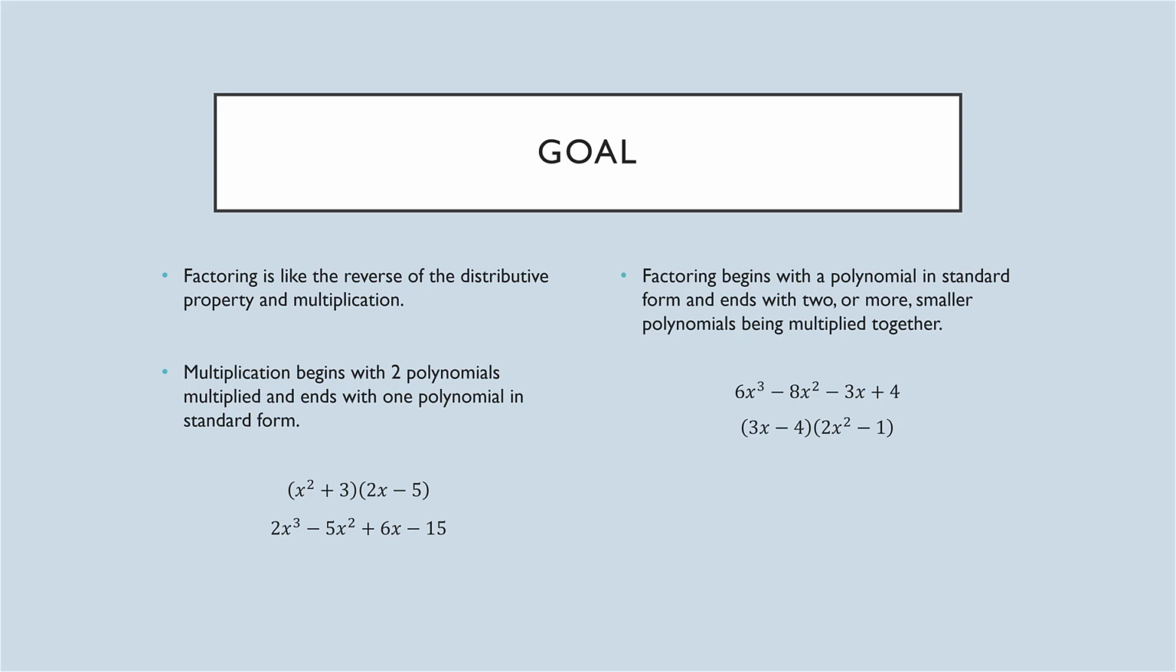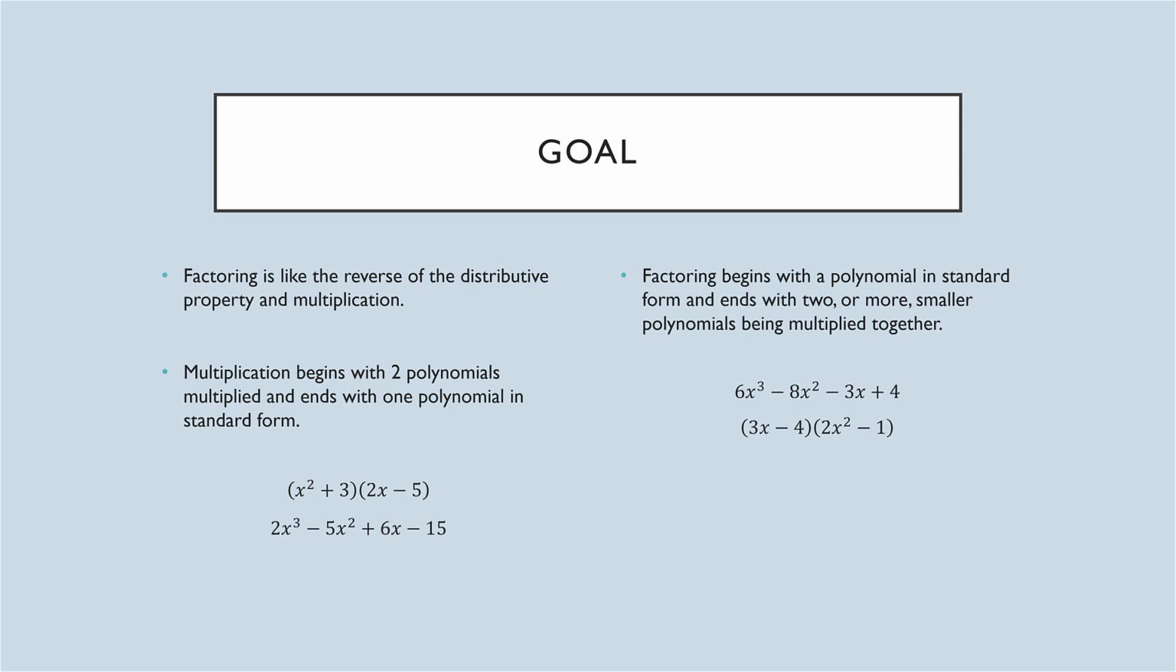So multiplication begins with two polynomials that are being multiplied, and it ends up with one longer polynomial that's written in standard form. So there's no parentheses or anything that we can do to simplify or combine like terms. Factoring kind of goes the opposite way. We're going to start with a polynomial that is in standard form, and we're going to find factors, or we're going to break it up into two smaller polynomials that will multiply together to get us to that original one.